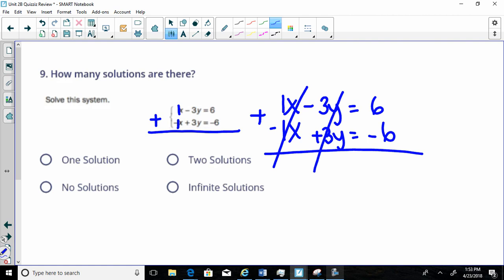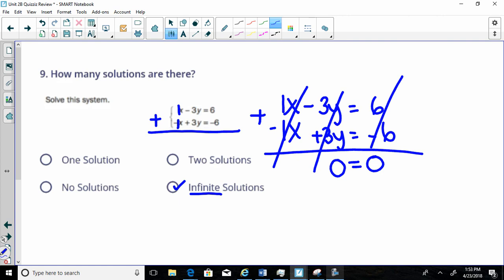Number 10. Now I'm doing the same thing. I already have two that are lined up, right? So let's just add. What happens with my x's? What happens with my y's? Cancel. So I end up getting 0 equals, what's 10 plus negative 8? 2. Does 0 equal 2? No. So how many solutions do I have?